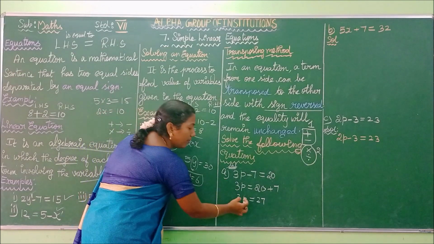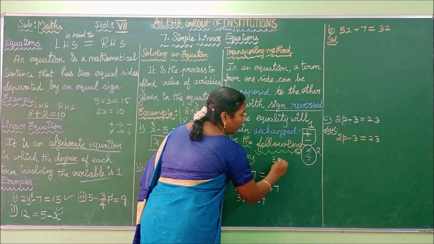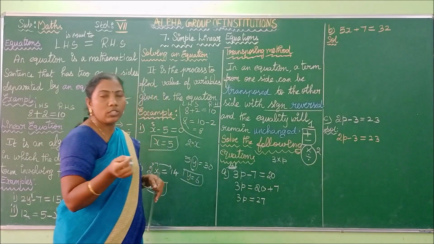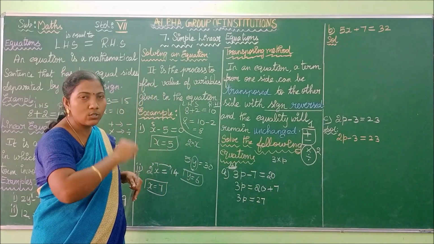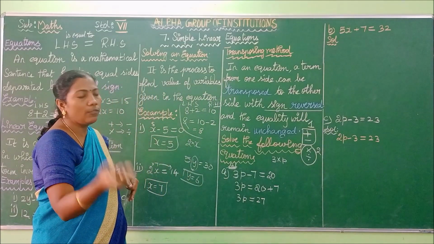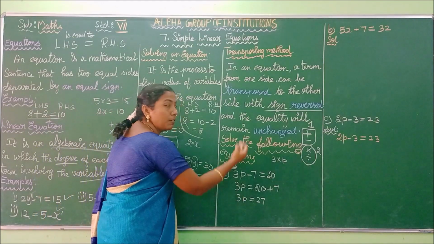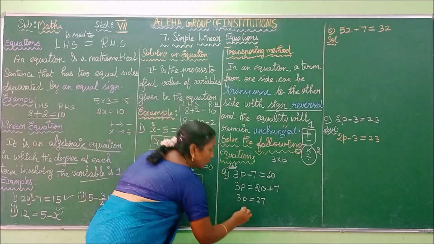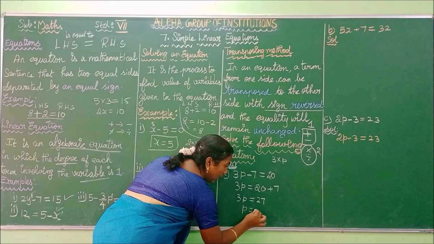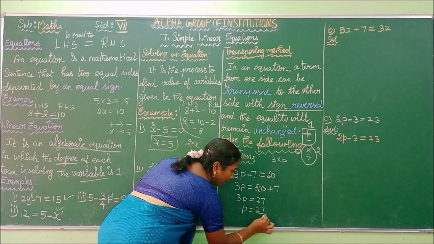But the operation between 3 and p is multiplication. While you are changing the term from LHS to RHS, its sign is reversed. So this multiplication became division. So we can write it as p equal to 27 by 3.